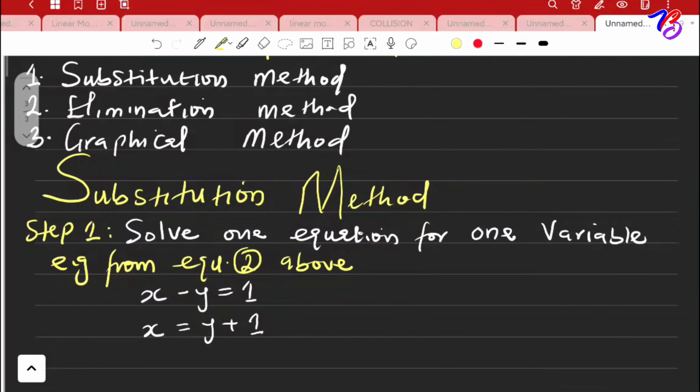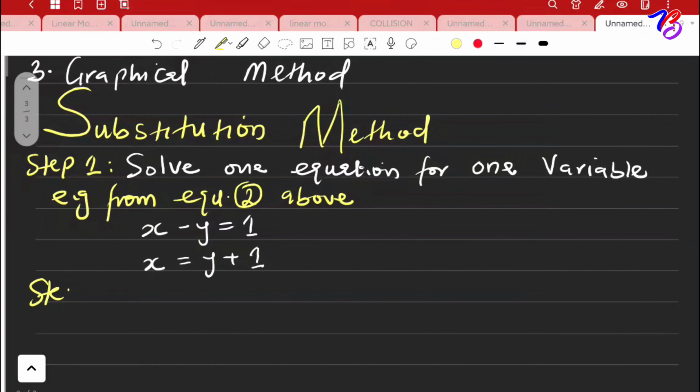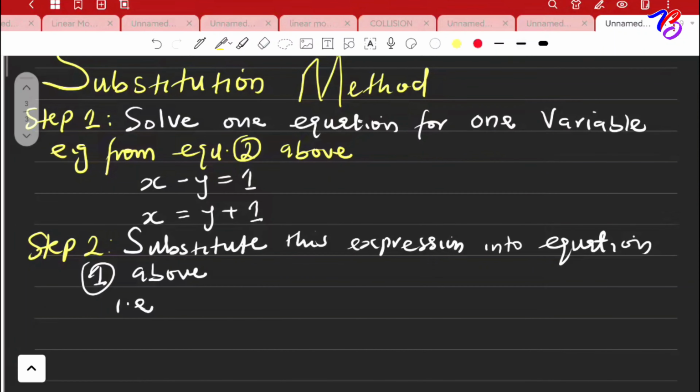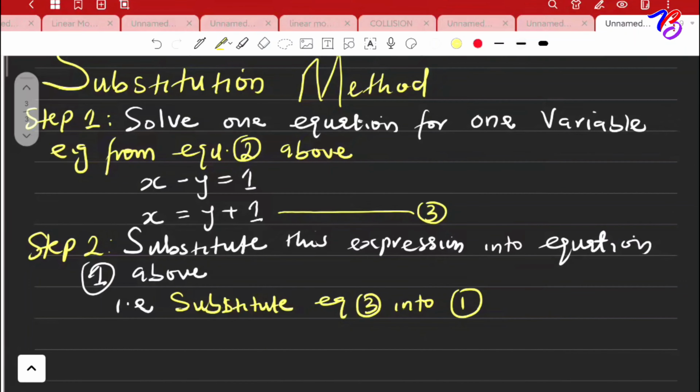So let's make x the subject of the formula. x is equal to y plus 1. If you move your negative sign, it becomes positive. So you have x is equal to y plus 1. So you can label this as your new equation. Step 2, substitute this expression into equation 1 above. That is, if we name this as equation 3, then we substitute equation 3 into equation 1.